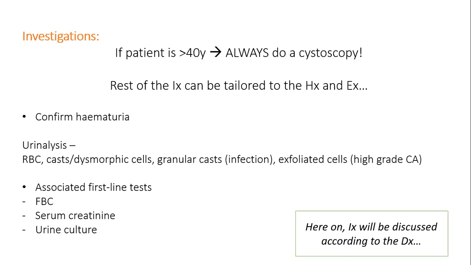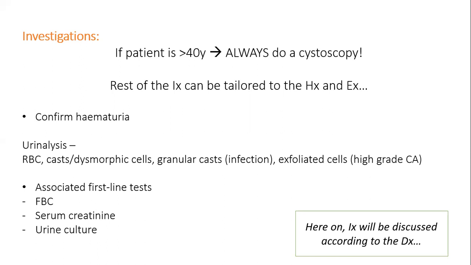Okay. So first of all, you confirm the hematuria, because things like myoglobinuria and other things can actually present as red urine. So you confirm it. How you do it is you do a basic urine analysis. What you check for, red blood cells is the main thing. Like we said earlier, more than 3 per high power field is considered a significant hematuria.